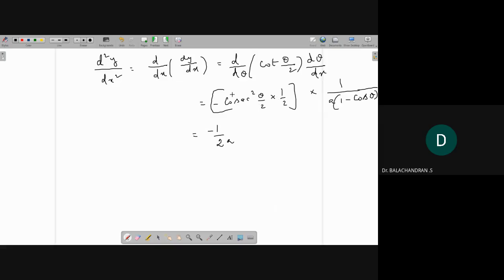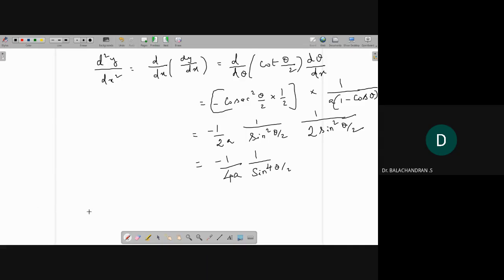You can write cosecant square theta in terms of sin theta. So 1 by sin square theta by 2. And 1 minus cos theta, again that is 2 sin square theta by 2. So the second derivative is minus 1 by 4a into 1 by sin power 4 theta by 2. This is the second derivative.